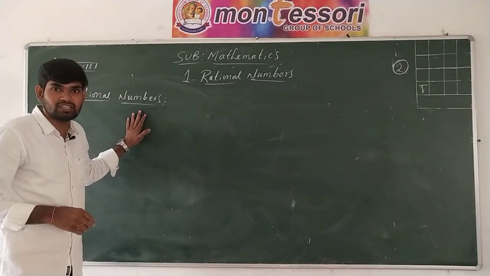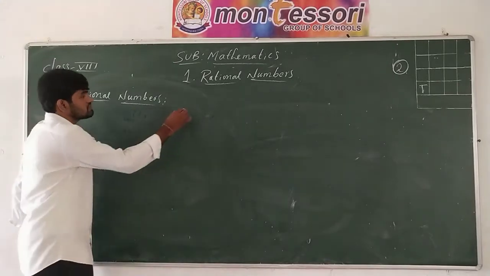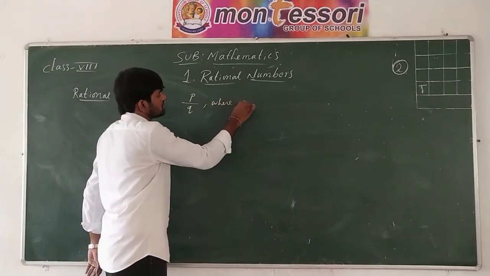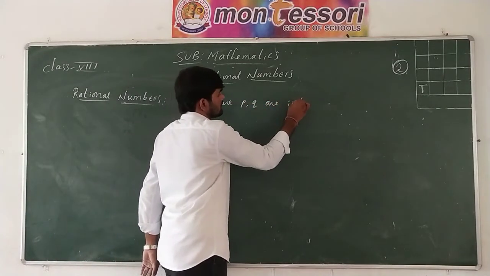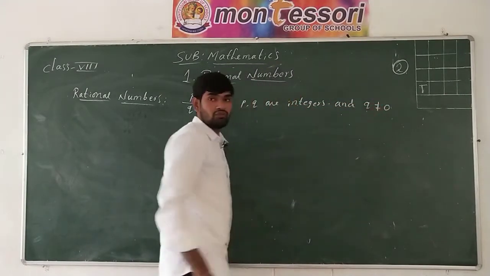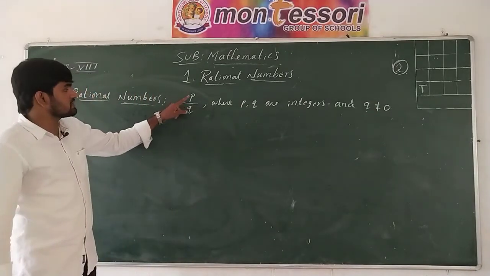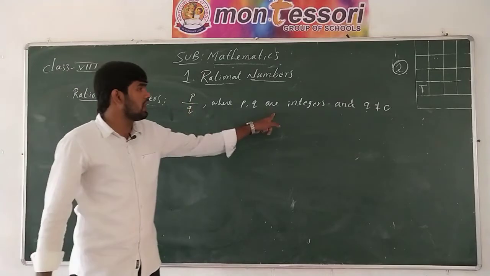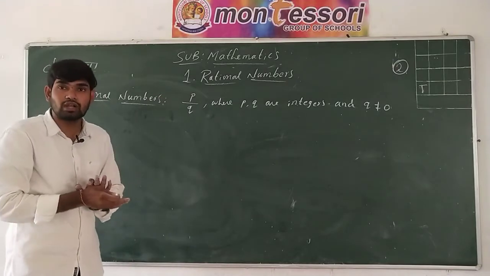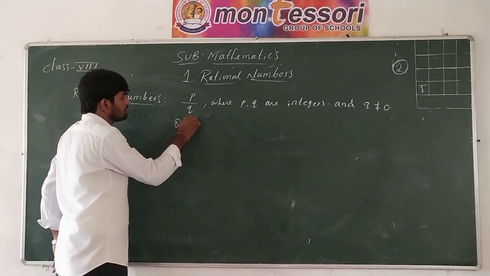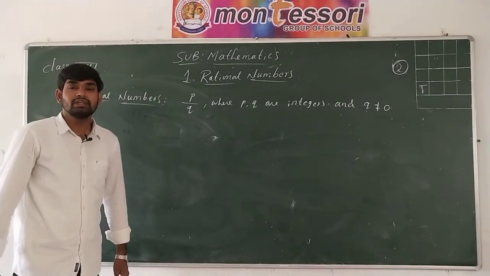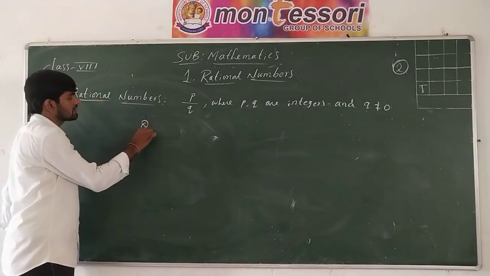Now what is the definition, or the statement, of a rational number? The numbers which are expressed in the form of p by q, where p, q are integers and q is not equal to 0. So this is the statement of a rational number. And these rational numbers are also called quotient numbers. And we denote the rational numbers with the capital Q.